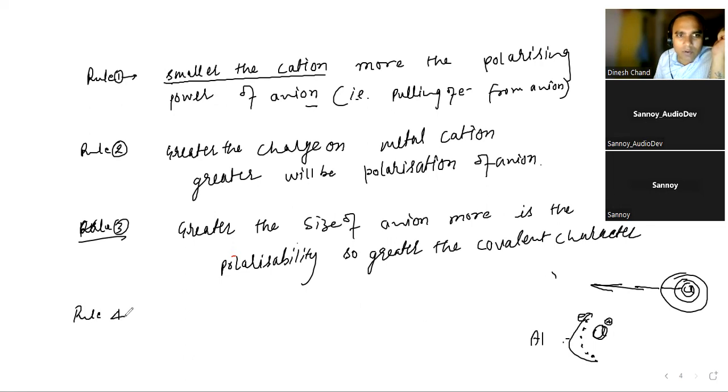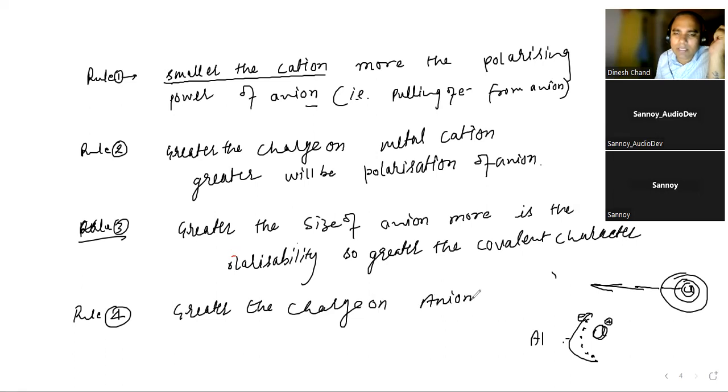Rule number 4, the last rule. In spite of "larger", we are using the term "greater". So greater the charge on which one? On the anion. Greater the charge on the anion, more is the covalent character. Why? Because if there is more charge, the polarizability will increase and it can lose the electron easily.